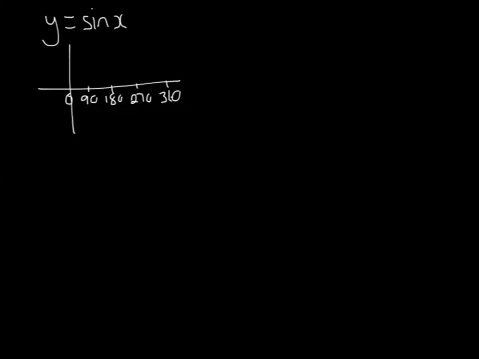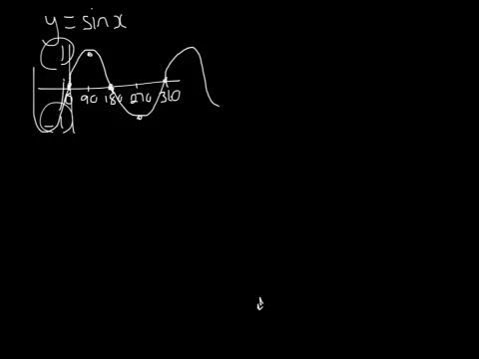Sine of 0, make sure your calculator's in degrees, is 0. Sine of 90 is 1. Sine of 180 is 0. Sine of 270 is -1. And sine of 360 is 0. So the sine graph looks like this. Things to notice are that it can keep going forever and ever that way, and it can keep going forever and ever that way, okay?